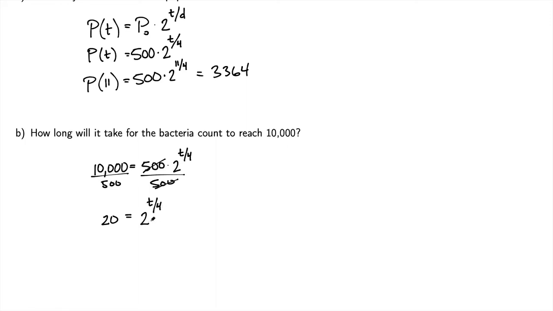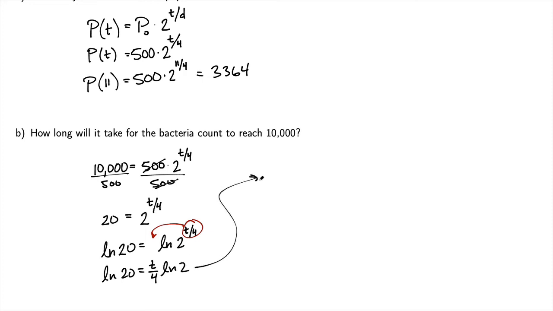Then we can take the logarithm of both sides to get this exponent out of an exponent. I'm going to do the natural log because I'm going to end up using my calculator to approximate anyway, and my calculator has a natural log button. So I do the natural log of both sides, and then the logarithm law tells me this exponent can come out in front. So now I have natural log of 20 equals t over 4 times the natural log of 2.